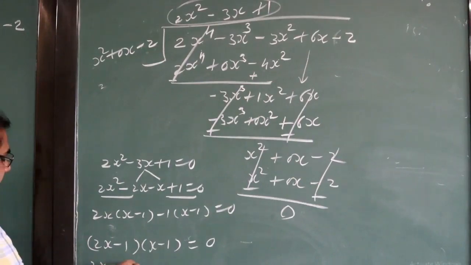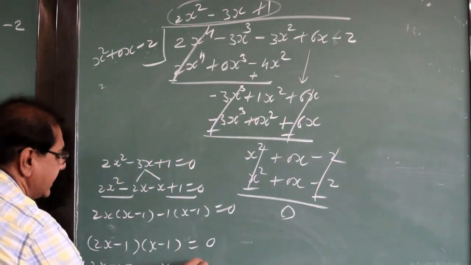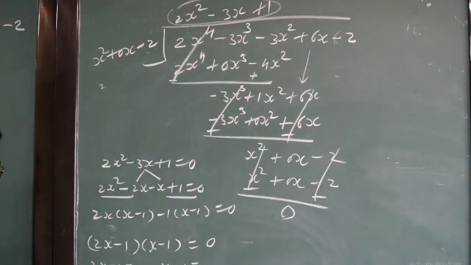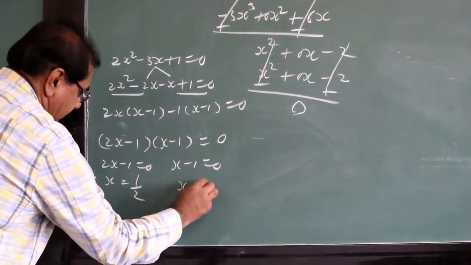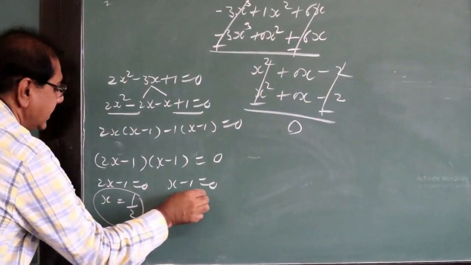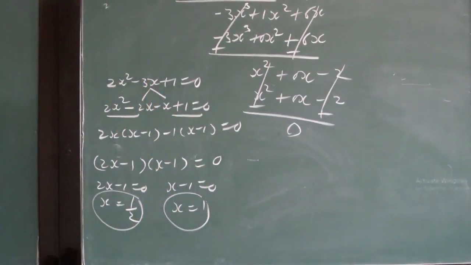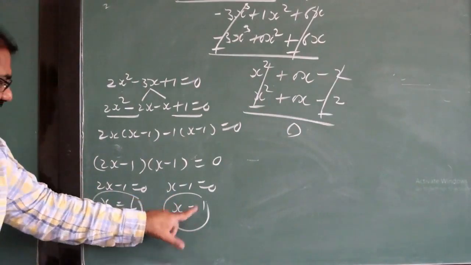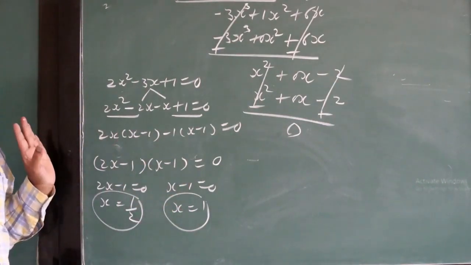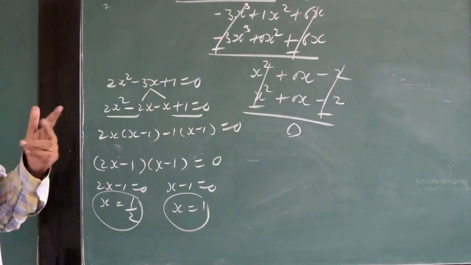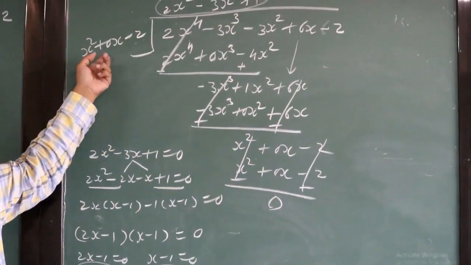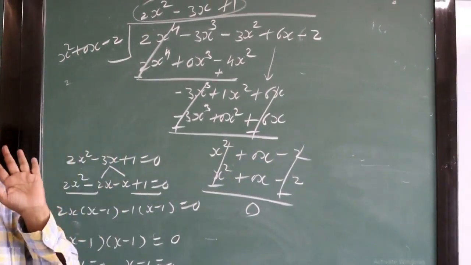So 2x − 1 is 0 or x − 1 is 0. If it is so, x is equal to 1/2. If it is so, x is equal to 1. So these are the other two zeros of this polynomial. So first and second are given, √2 and −√2, third is 1/2 and fourth is x equal to 1. So this is the way: if we are given two zeros, creating the divisor polynomial out of them, we can find the remaining two zeros.